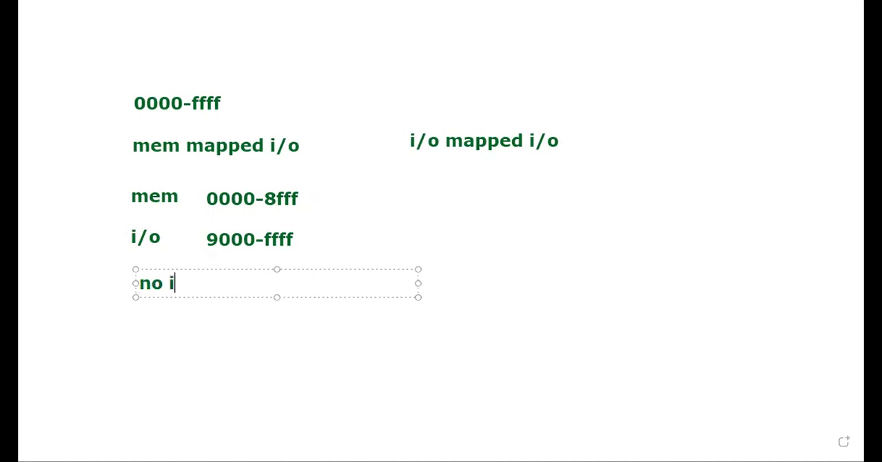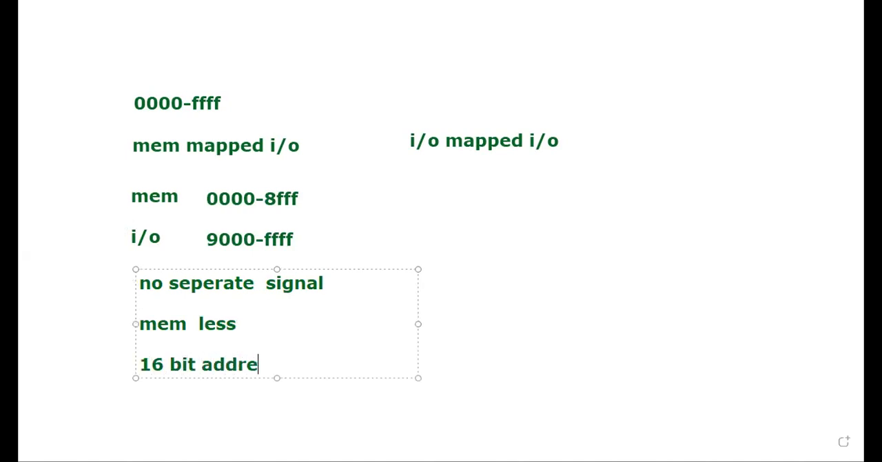So here you don't need a separate signal, okay? Because you exactly know that this address means it is for the memory, or this address it is for the input output devices. So no separate signal is required. The memory will be less because total memory you can have from 0000 to FFFF. But since the addresses are reserved for the input output devices, the memory will be less. And always there will be a 16-bit address, okay, for memory or input output device.